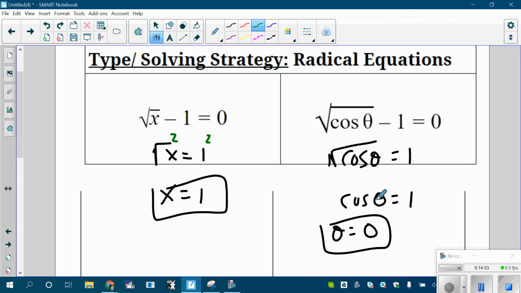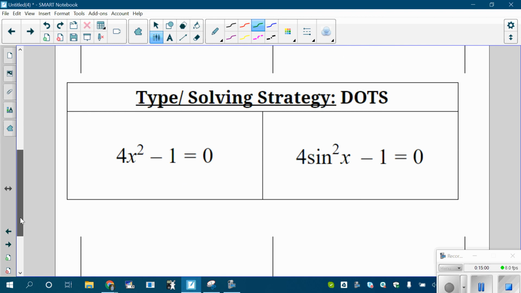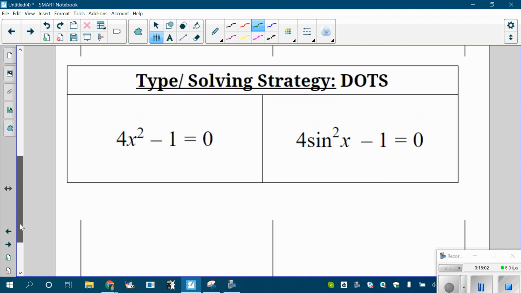Same thing with the trig. When does cosine equal 1? When theta equals 0. Let's move forward. Difference of 2 squares. An oldie but a goodie. Go ahead, give it a try. We'll chat together. Make sure you can do this algebra.